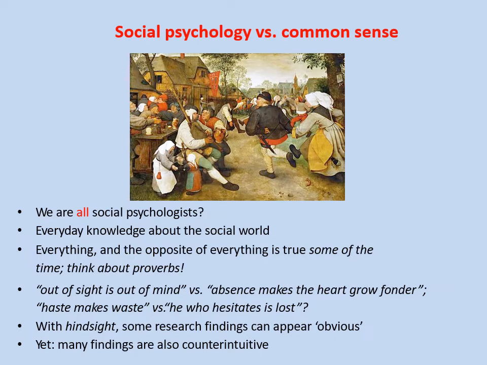Common sense wisdom, as illustrated by proverbs, tells us that any claim that is plausible can be juxtaposed to another claim which claims the opposite. Out of sight is out of mind, true. On the other hand, absence makes the heart grow fonder, also true. What we don't know is which is true, when, and why. This is why we need a scientific study of social behavior that goes beyond common sense understanding.